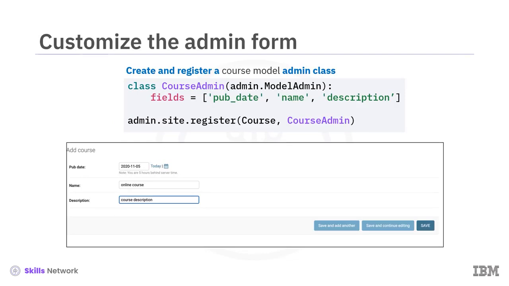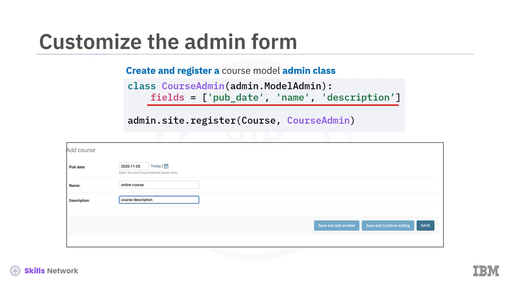Developers may only want to include some of the model fields in the admin site and to specify a particular order. To select the fields to include, we create a model admin class and add a fields list with the field names we want to be included in the model. For example, for the course model, we create a CourseAdmin class with a list of fields we want to include in the admin site. The order will be pub_date, name, and description.